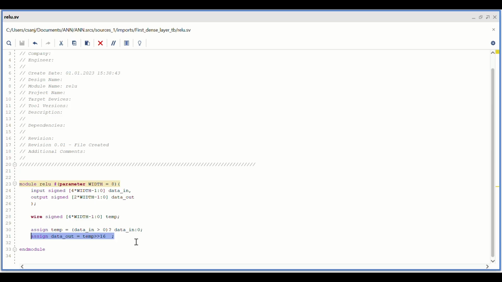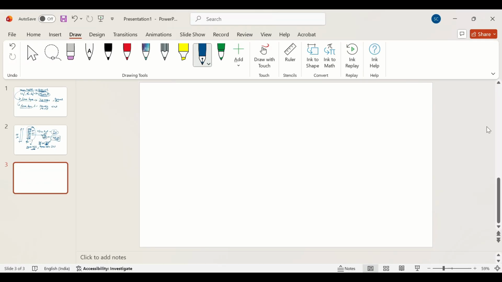So I'll obtain 2W, that is 16 bits. If I'm truncating by 16 bits, I'll obtain a 16 bits output. So this is basically truncation I'm doing here to obtain the 2W data out. So let's discuss the concept of vanishing gradients here. Very briefly, we'll discuss this vanishing gradients concept.